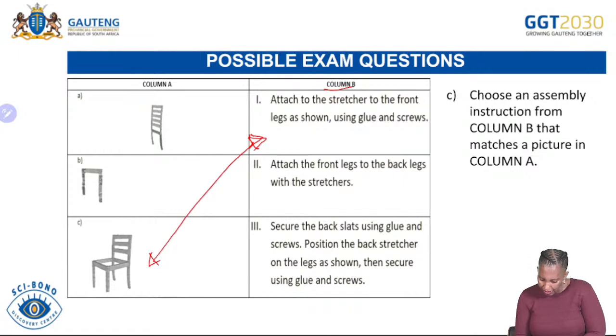And then it says, attach the front legs to the back legs with the stretcher. So now with this one, it goes together because remember our stretcher is this one, and then these are the front legs. And then it says screw the back slats using a glue and screws. Position the back stretcher on the legs as shown, then secure using a glue.